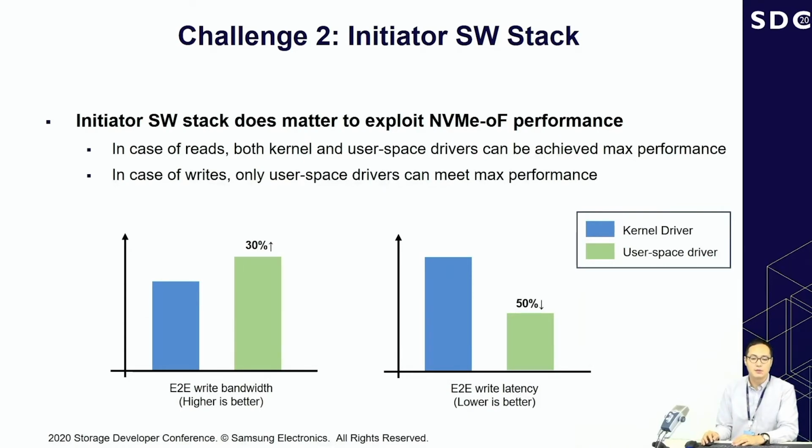According to our observation, the initiator SW stack does matter to fully exploit the fabric performance. Fortunately, in case of reads, both kernel and user space drivers can achieve max performance. But in case of writes, only user space drivers can meet max performance. In this figure, you can see that the user space driver on the initiator side provides 30% more bandwidth and 50% lower latency compared to the kernel driver in case of writes.